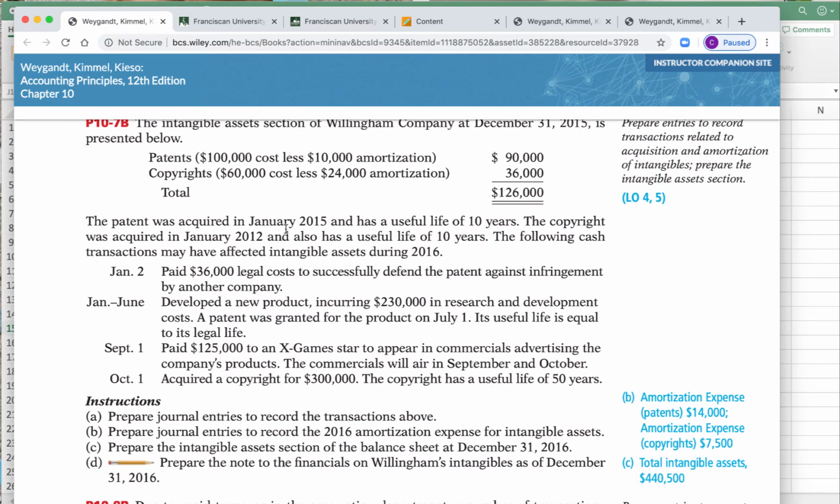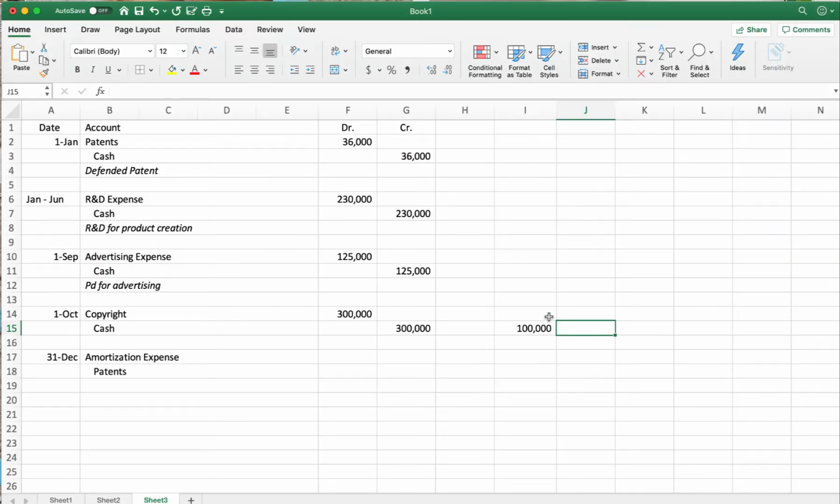It was bought in January of 2015. It lasts 10 years. So each year we have to amortize 1/10 of that cost. So I'm going to say equals 1 divided by 10, which is 0.1. So what is our amortization expense for the patent that we already have? Well, it's easy. It's 100,000 times our 0.1. We get $10,000.